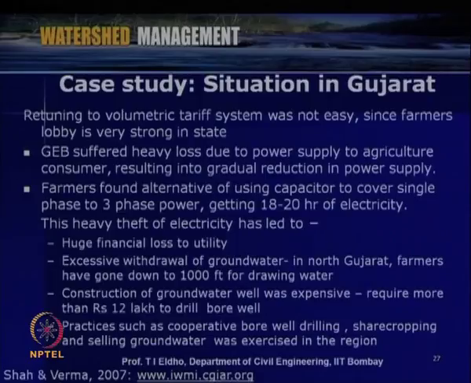So, the Gujarat Electricity Board suffered heavy loss due to power supply to agriculture consumers, resulting in a gradual reduction in power supply. So, farmers found alternatives, using capacitors to convert single phase to 3-phase power, so that they can take more power but pay only a small flat amount. So, they were getting 18 to 20 hours of electricity. This heavy theft of electricity led to huge financial loss to the utility, and excessive withdrawal of groundwater. Then many wells came up, and practices such as cooperative bore well drilling all took place in the 1980s and 1990s.